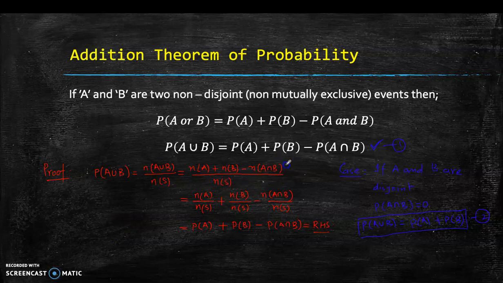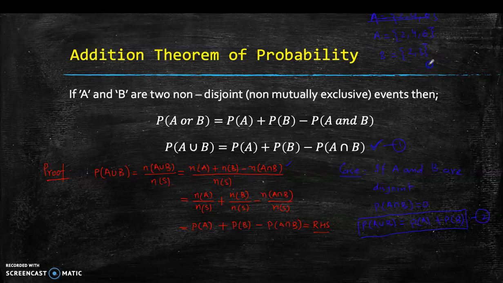If you're confused about how I have written this particular numerator, it is pretty simple to understand. Let me write it a little at the bottom. A is a set which has 3 members, 2, 4, 6. B is a set which has members, let's say, 2 and 3.